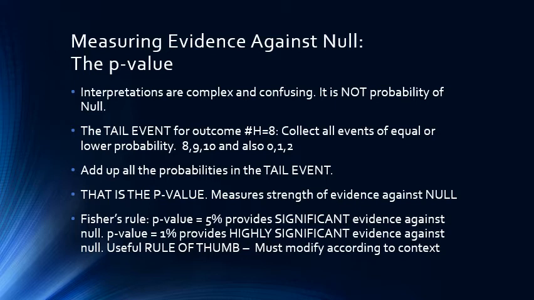And this p-value measures the strength of the evidence against the null. As we have said, we're not going to explain why and what it means. That will be discussed later. But basically, after you compute the p-value, Sir Ronald Fisher gave a rule that if the p-value is 5%, this provides significant evidence against the null, and the p-value of 1% provides highly significant evidence against the null. So this is a useful rule of thumb. If you don't have any particular information, then we can apply this rule. But this rule must be modified according to context, according to our personal knowledge of the particular real-world event that we are trying to judge.